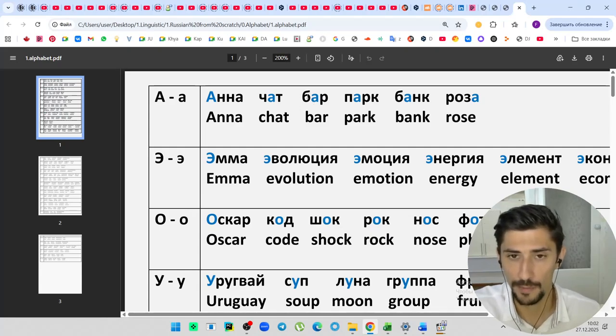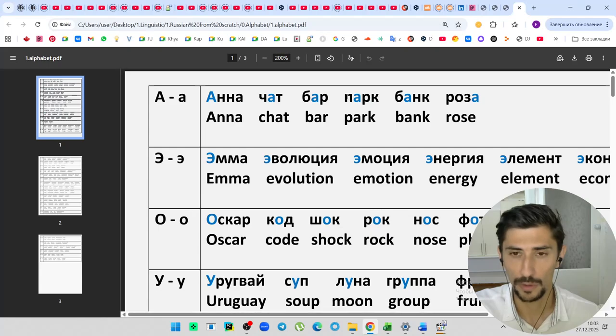The next example starts with a letter that looks like the number 6, but it's pronounced like B. B plus A would be ba. The last one is not P, it's pronounced like R. So it would be bar. Bar. The next example starts with the letter P.